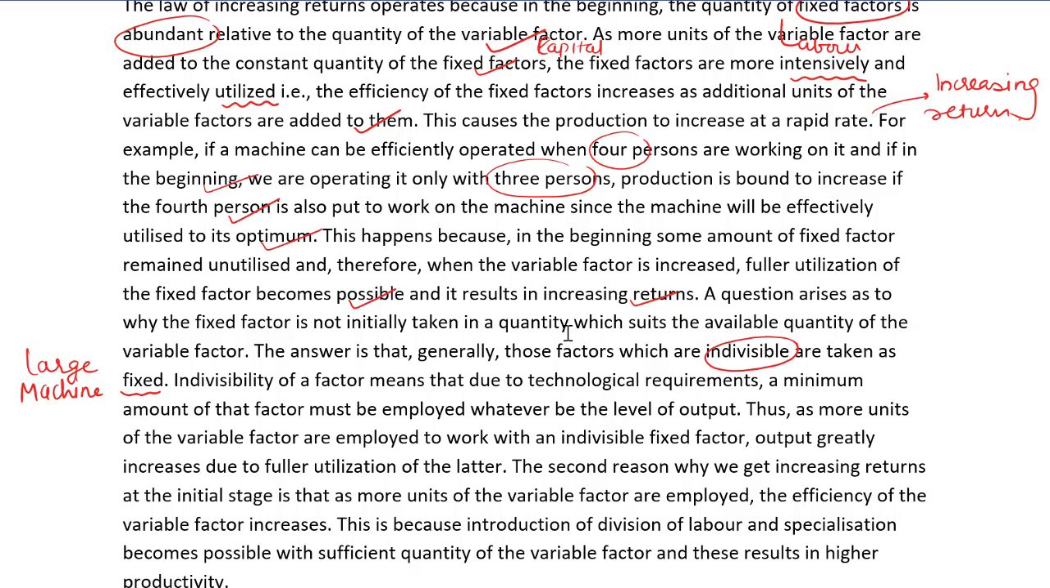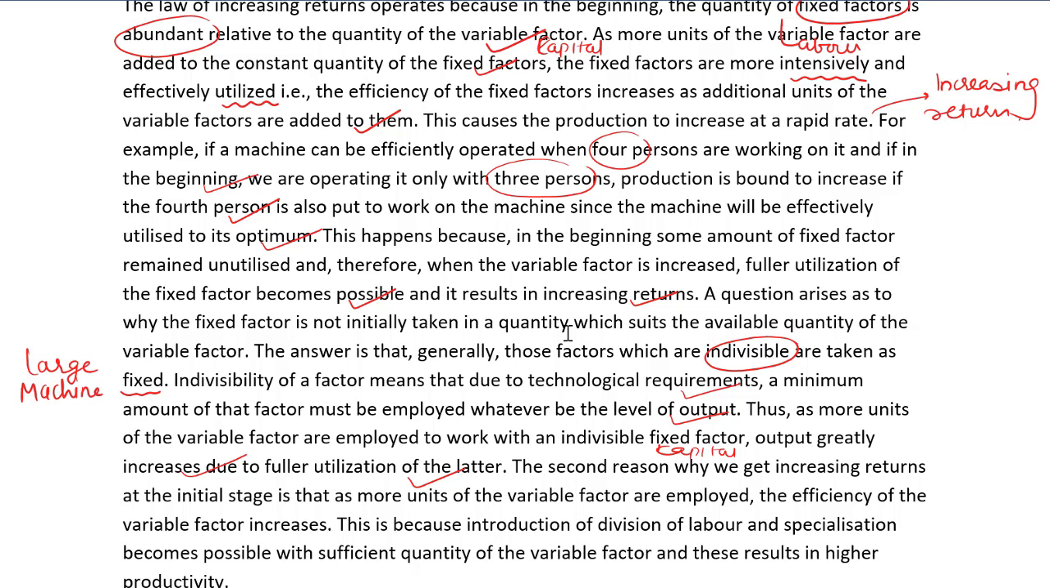You can't split it. Indivisibility of the factor means that due to technological requirements, a minimum amount of that factor must be employed, whatever the level of output, whether the level of output is 1000 units or 2000 units. Thus, as more units of the variable factor are employed to work with the indivisible fixed factor, that is machine, or you can say capital, output greatly increases due to fuller utilization of resources.